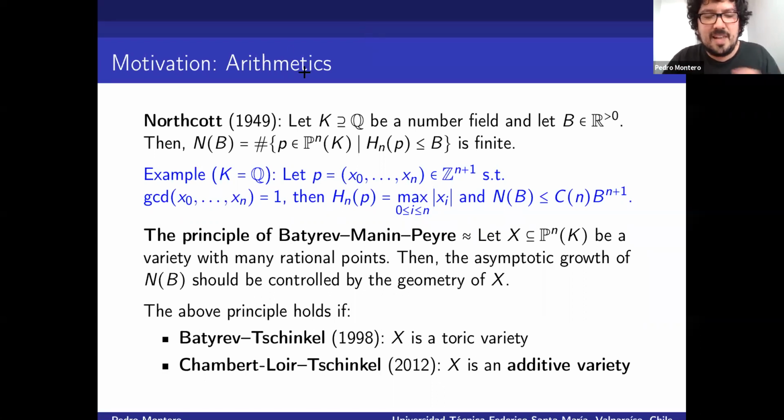So on this line, a very important family of examples was found by Batyrev and Tschinkel in '98. They proved that every toric variety verifies this principle, that the distribution of rational points is very well behaved. And a very important result that motivated us to study these kinds of things is a very recent result by Chambert-Loir and Tschinkel, that says that every additive variety actually verifies this principle. So it is very interesting, also from an arithmetic geometry point of view, to find new examples, to classify them, etc. So this is also a very nice motivation.